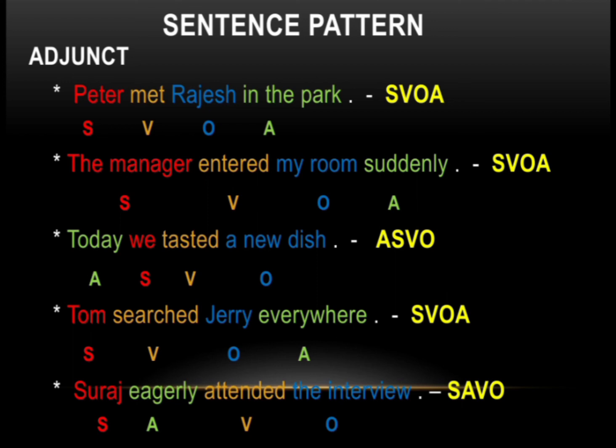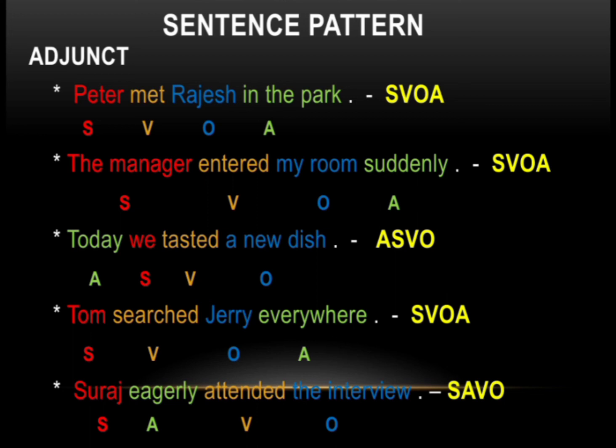The last sentence, Suraj eagerly attended the interview. Suraj is the subject. How did he attend? Eagerly. So that is the adjunct. Attended is the verb. What did he attend? Interview, and that is the object, and the pattern is SVOA. An adjunct can be placed meaningfully anywhere in the sentence.